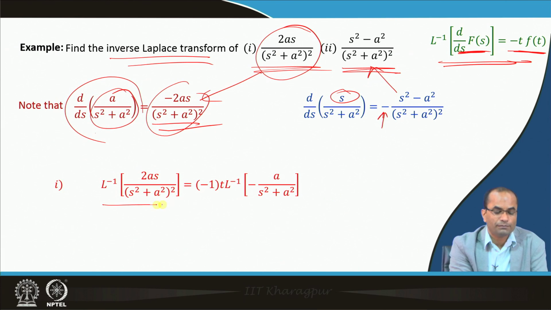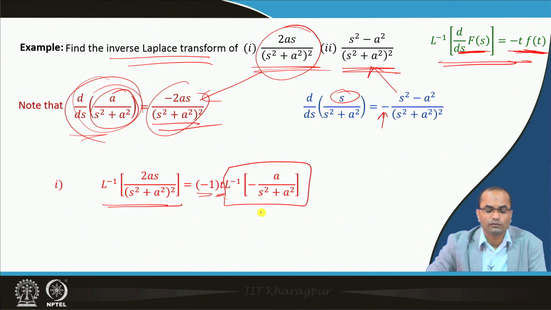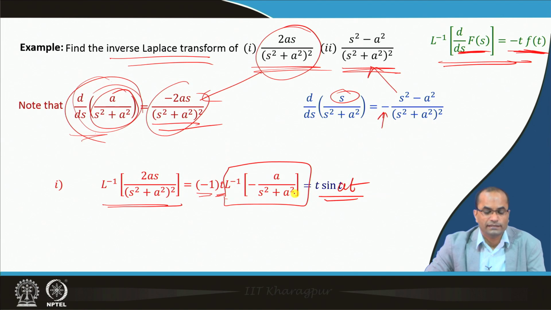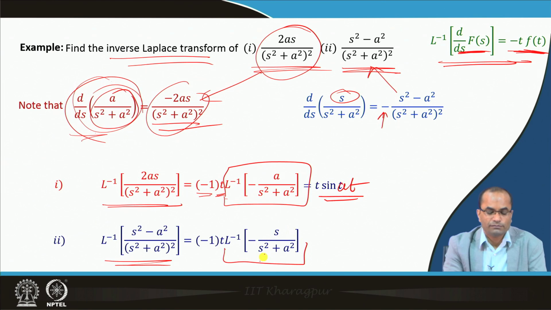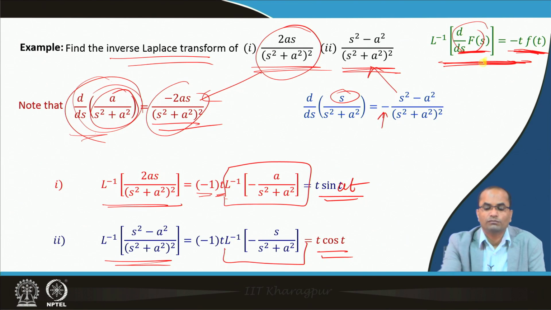If we apply the Laplace inverse to 2 a s over s square plus a square, which is the derivative of this F(s), we have the minus sign and t, and then f(t), that means the Laplace inverse of a over s square plus a square, which is sin at. So here we have t sin at. Similarly, for the second case we have the inverse of minus s over s square plus a square, which is t cos at. Here also we have applied the result that the derivative of F(s) is equal to minus t f(t).